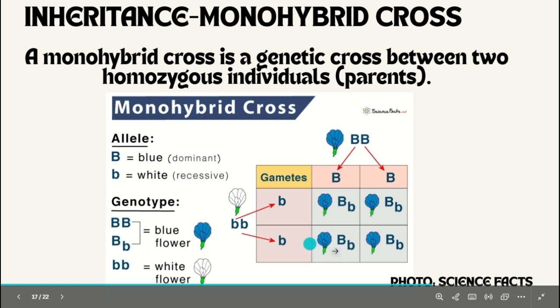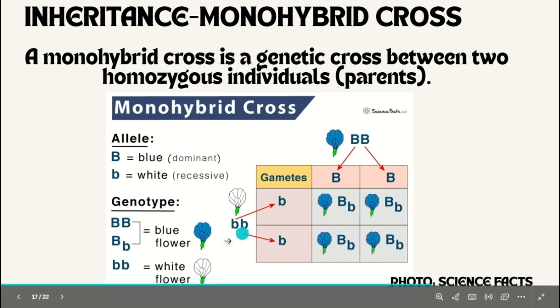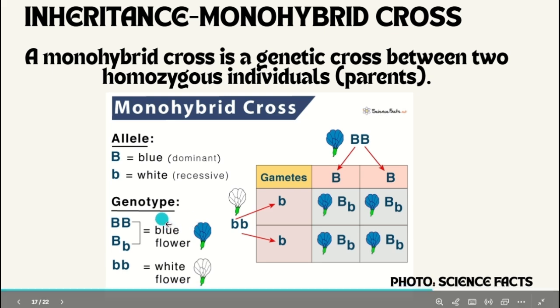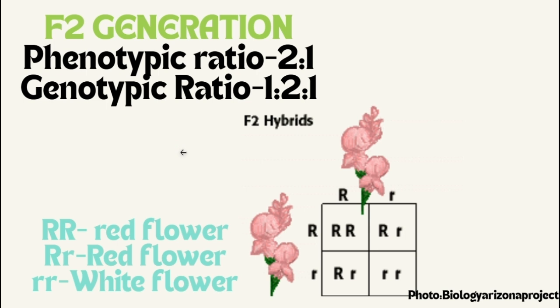As you can see before, this is the genotype. All of these flowers have the trait for white flowers, but it's not expressed because the dominant one overpowers it. So I get 100% blue flowers for the phenotype, and for the genotype 100% big B, little b. Where things get more differentiated with our monohybrid crosses is when we go down to the F2 generation, which is basically the second generation.